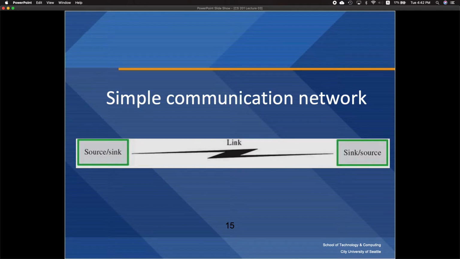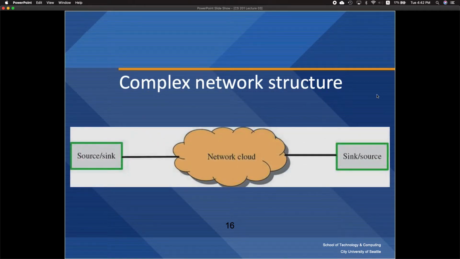Again, if you want to make this overview simpler, we have the source and the receiver. And it could go vice versa, I mean, it's bidirectional. In a complex network structure, most of the time, this is what we see. Everything goes to the cloud, meaning the internet, and we don't really know what's happening. We just know that it would send it from the source to the receiver, and the receiver would send back something.